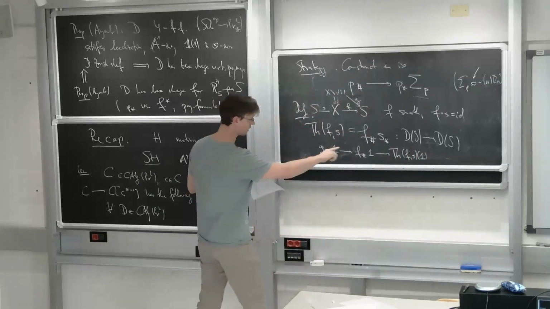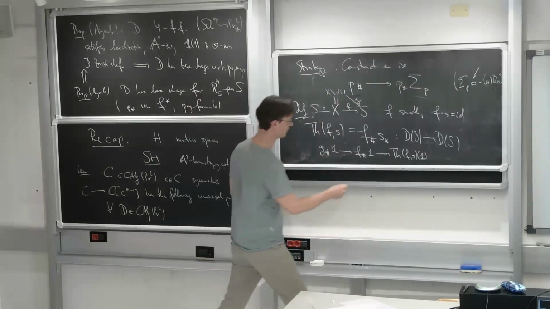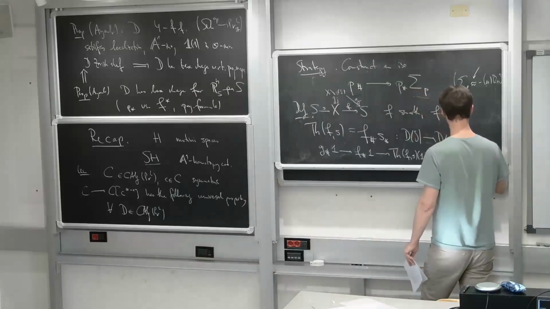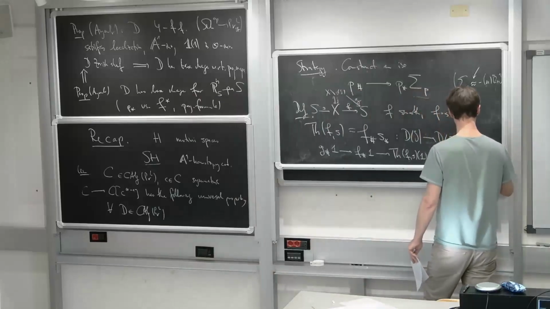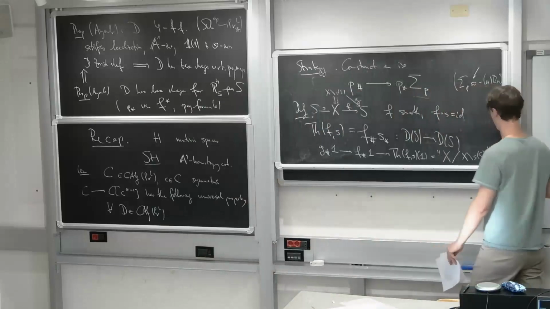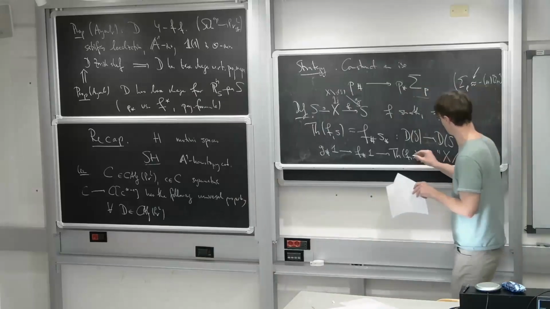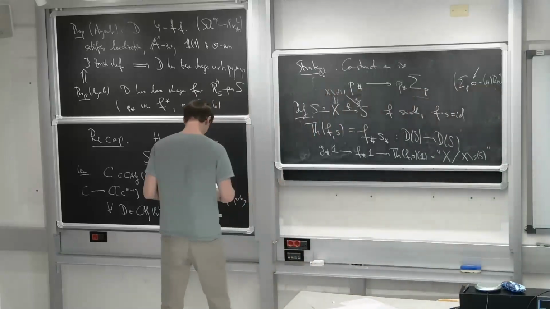So we have such a fiber sequence. In other words, you want to think of this as being, quote unquote, X modulo X minus this section. So you collapse everything else but the section to a point. That's the idea of this thing. This comes from topology.